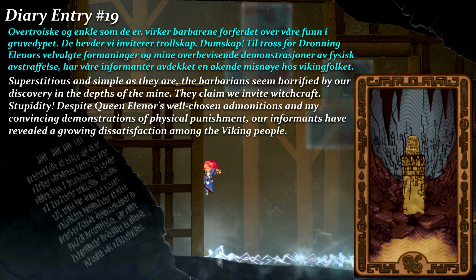Entry 19. Superstitious and simple as they are, the barbarians seem horrified by our discovery in the depths of the mine. They claim we invite witchcraft, stupidity. Despite Queen Eleanor's well-chosen admonitions and my convincing demonstrations of physical punishment, our informants have revealed a growing dissatisfaction among the Viking people.